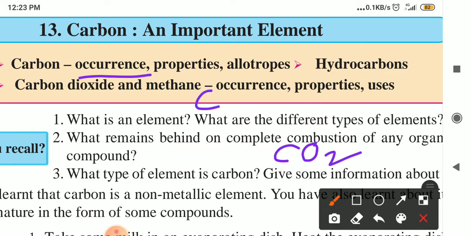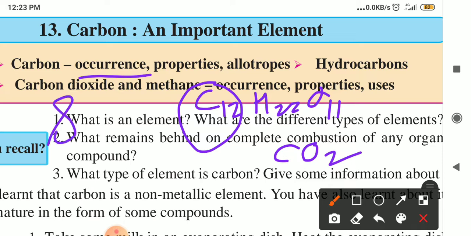If we see the formula for sugar, that is C12H22O11. So this is the formula of the sugar that we are eating every day. In this, carbon is present. Properties of carbon we will see in this lesson.